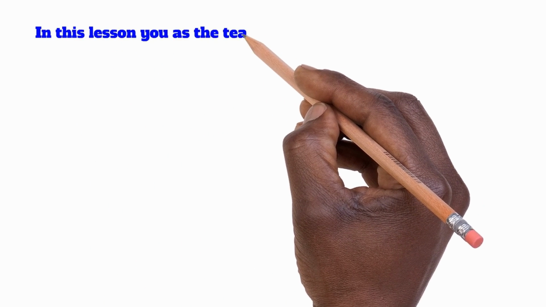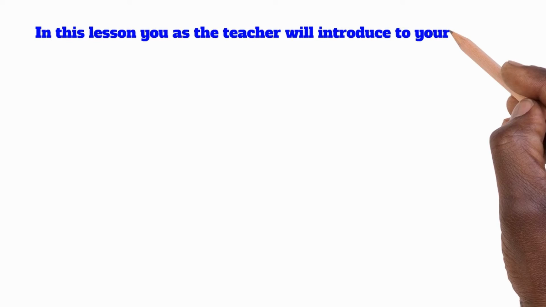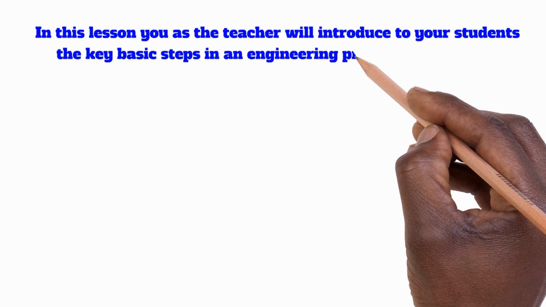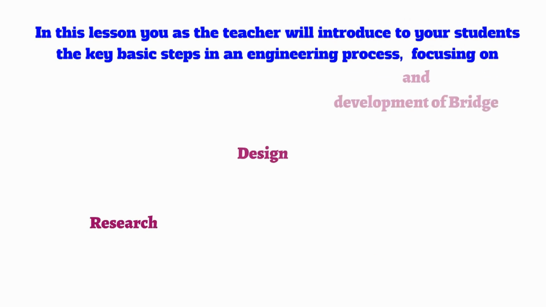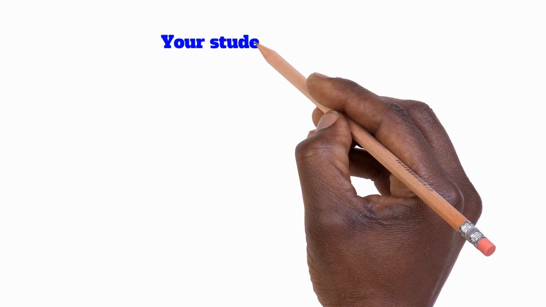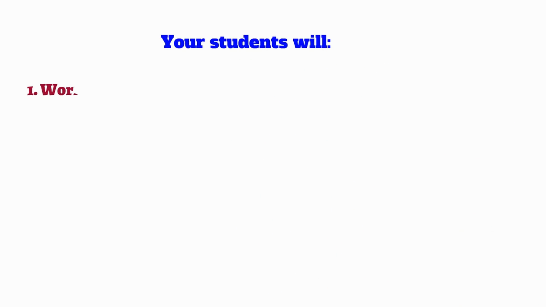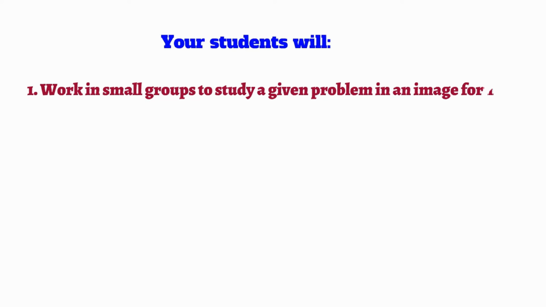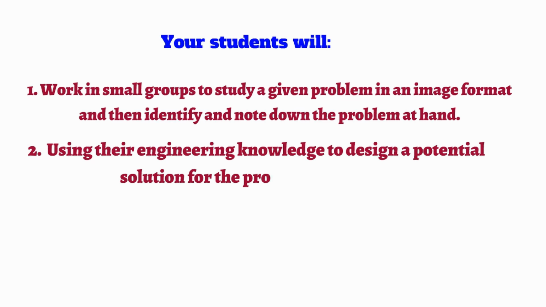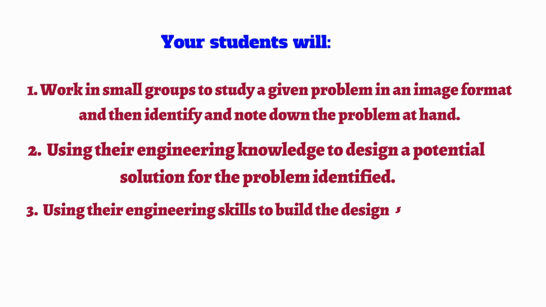In this lesson, you as the teacher will introduce to your students basic engineering processes. This includes research, design, and development. Your students will be divided into small groups and study certain images to identify specific problems, and then use engineering knowledge to design a potential solution for the problem, and then use their skills to build the design generated to solve the problem.